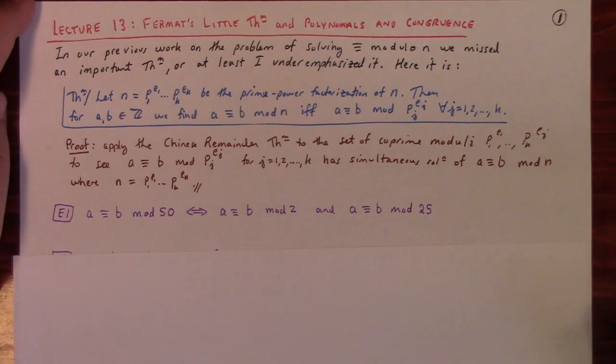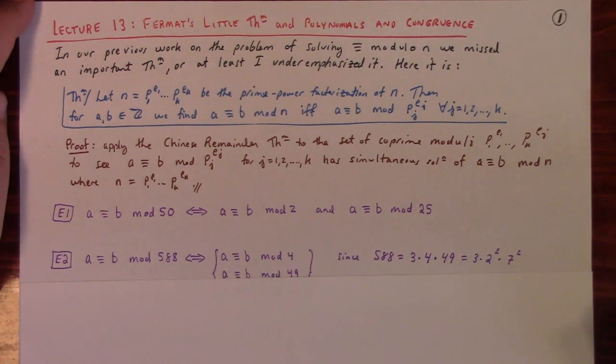So just to give you a couple of examples, if I had a congruent to b mod 50, to decide whether or not that was the case, I could see if a was congruent to b mod 2 and if a was congruent to b mod 25, because 2 and 25 are the prime power factors of 50. 25 is 5 squared, of course.